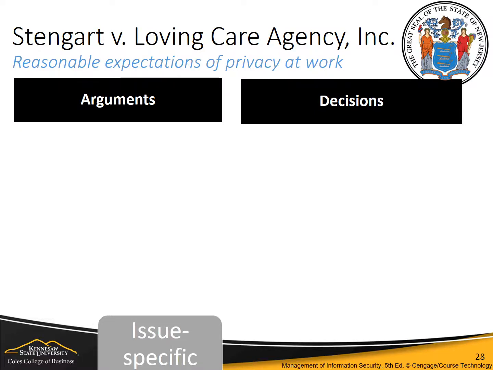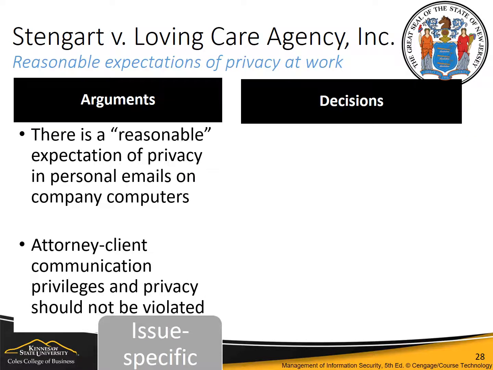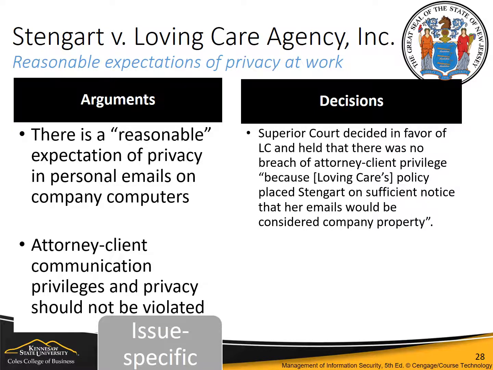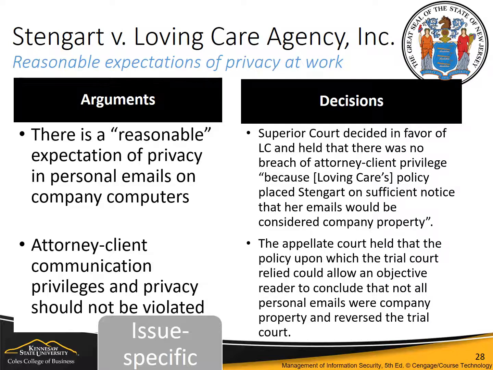Stengart's attorney, Donald Jacobs, asked for all emails to be returned and copies destroyed. He argued that there is a reasonable expectation of privacy in personal emails on company computers and that attorney-client communication protections should not be violated. The court, however, decided that the emails were not protected by attorney-client privilege because the company's policy indicated that the emails were part of the company's property. The appellate court, however, reversed the trial court decision and said there was improper respect for attorney-client privilege. Loving Care then appealed the decision to the New Jersey Supreme Court for the final ruling. The New Jersey Supreme Court evaluated all the evidence and decided that the attorney-client emails were privileged.